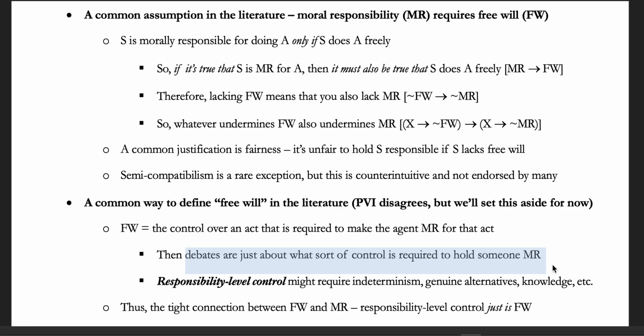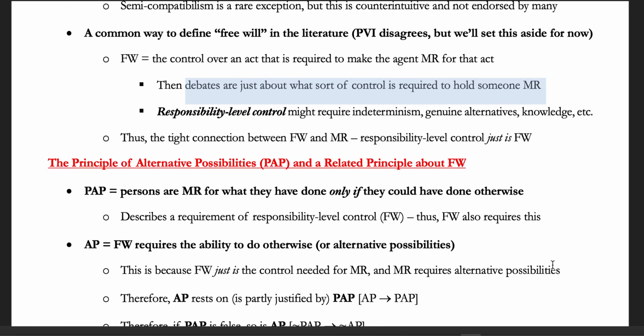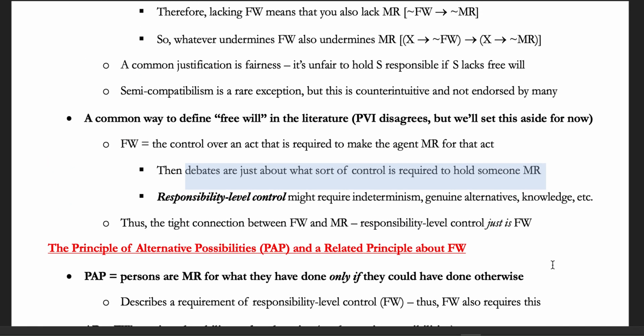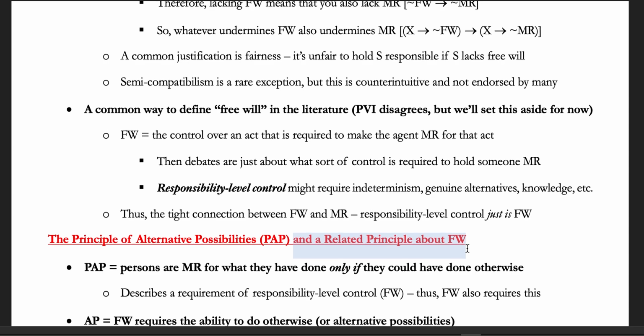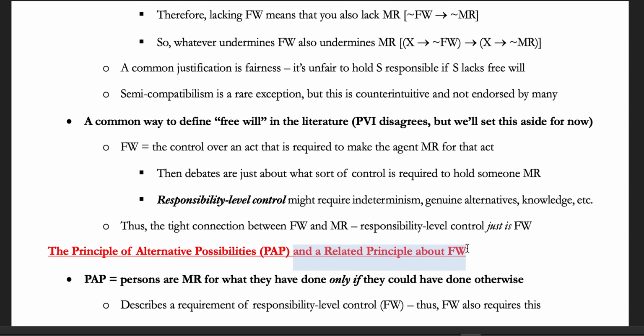All right. So now we can get to this principle, the principle of alternative possibilities, which is often called PAP, P-A-P. People just say PAP. And then there's this related principle that we'll see. It's called AP, at least that's what Kane calls it in this chapter. And we'll see the connection and why these principles are important. And hopefully it'll become pretty intuitive just based on what we just said.